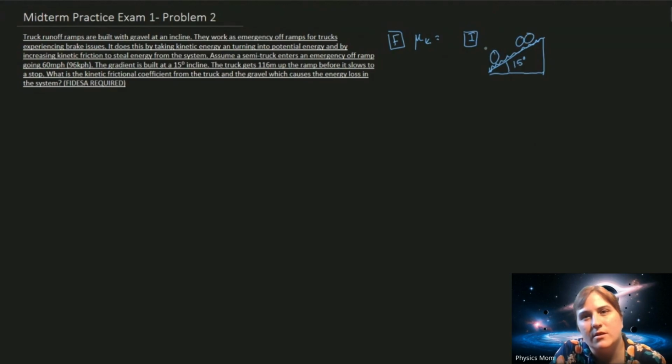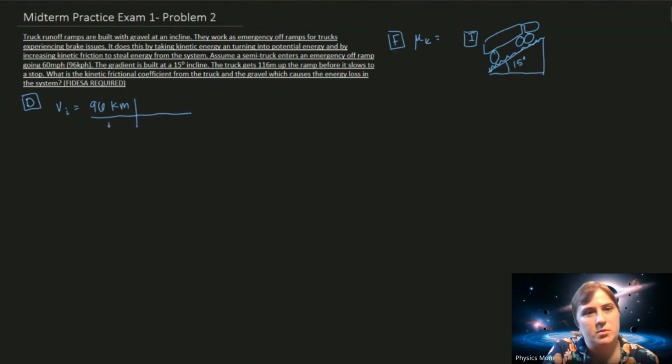And here's our semi-truck going up it. The data points, or the things I know or the things I'm given, is the initial speed of the truck, V initial. I'm going to use the 96 kilometers, and I'm going to convert that to meters per second. So it's per 1 hour.